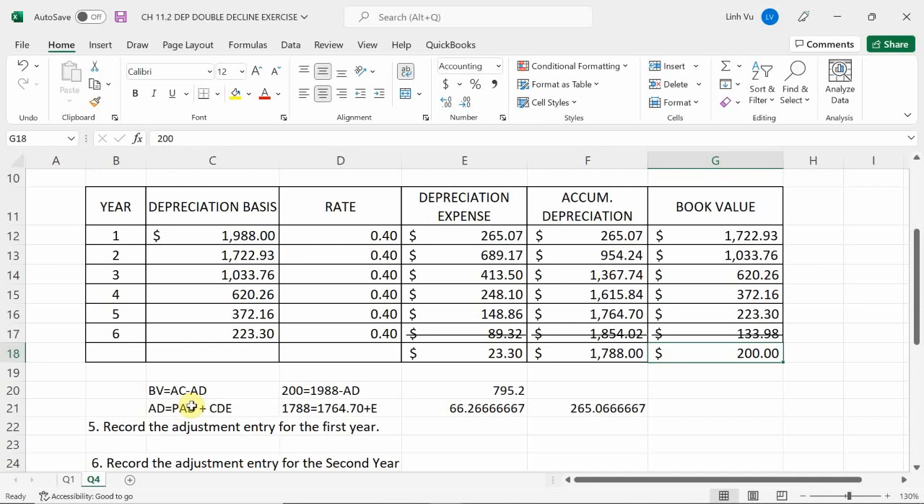Look at the formula here, right? 1788 is going to equal 1764.70. What do I need to add to the 1764.70 to equal 1788?